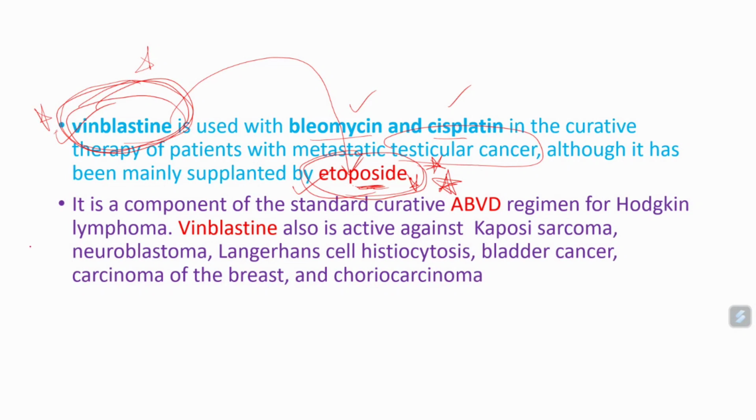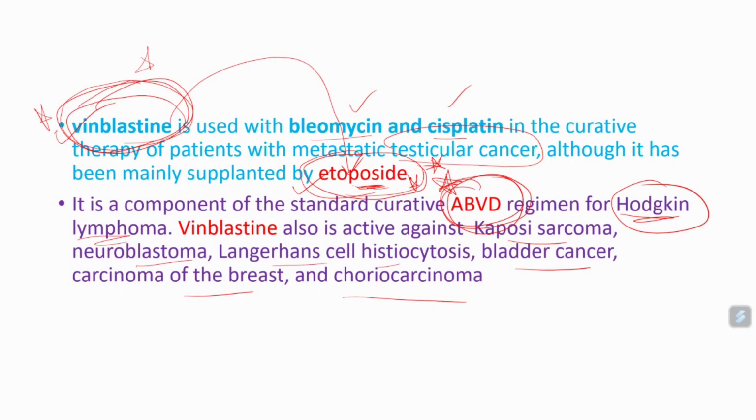And it is an important component of the ABVD regimen. Just now I explained, and the ABVD regimen is particularly given for Hodgkin's lymphoma. About Hodgkin's lymphoma and the ABVD regimen, tomorrow we'll discuss in detail. And along with that, Kaposi sarcoma, neuroblastoma, Langerhans cell histiocytosis, bladder cancer, breast cancer, and choriocarcinoma. All these conditions we'll discuss in upcoming classes.